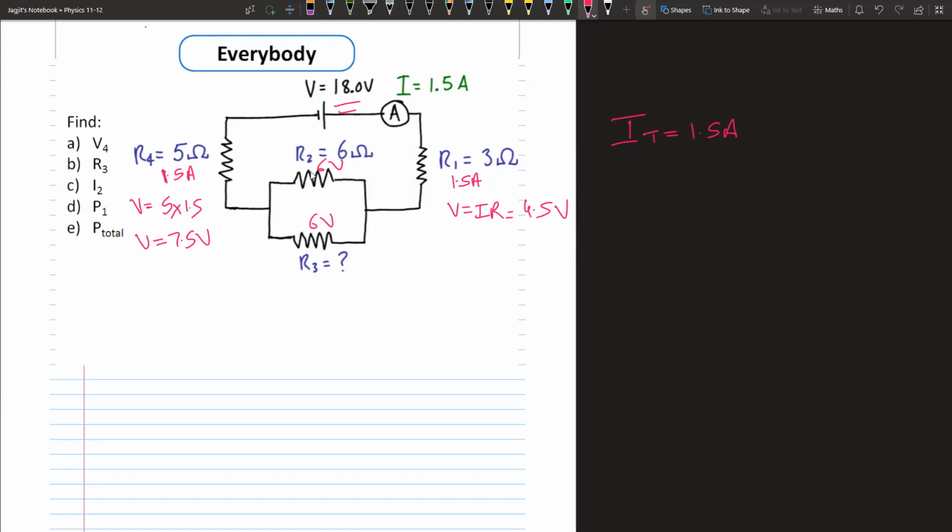What's the current going to be going through this resistor? Current is V over R. So 6 over 6 gives me 1 amp, goes this way. Now we know the total current was how much? 1.5 amps. If 1 amp goes this way, 0.5 amp must come this way. Right? So what's the resistance? Your resistance is V over I, which is 6 over 0.5, which is 12 ohms. This is how you're going to solve the circuit.